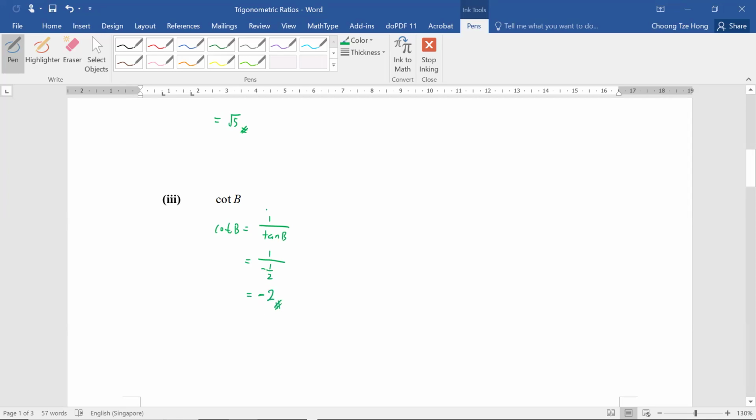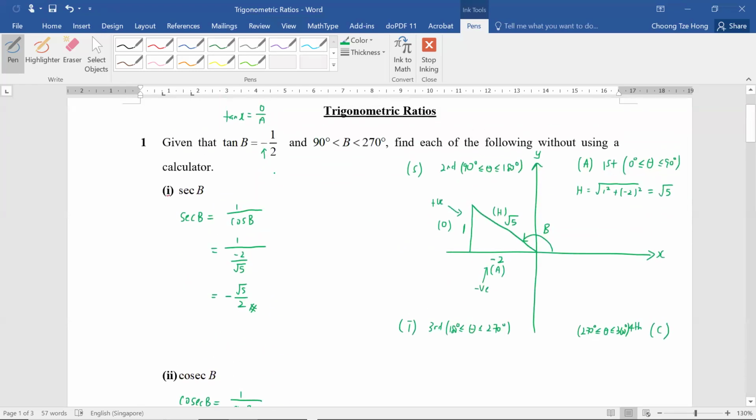Right? So I hope that through this simple question, you should be able to recap some of the main ideas behind the trigo ratio. Namely, how to identify which quadrant the angle is in, how to form the triangle and find the third side. So just now, for this question, we were given the opposite over the adjacent. Then we need to use Pythagoras theorem to find the hypotenuse, right? So sometimes you may be given sine. That means you know opposite and hypotenuse. Then you should be able to find the adjacent side also, all right? And so on. So not too difficult of a question.